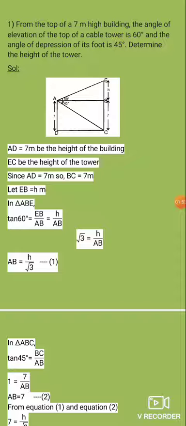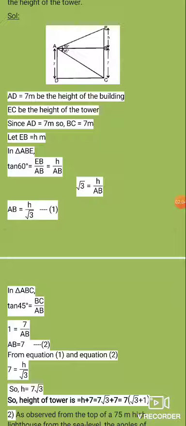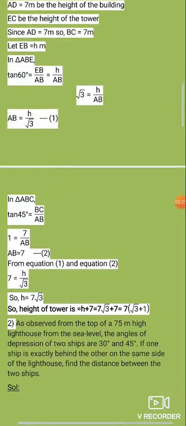Now from equation number 1 and 2, AB is the same, so we can equate the right side. That is, H by root 3 is equal to 7. Now H is equal to 7 root 3. So we need to find EC. EC, the height of the tower, is H plus 7. That is 7 root 3 plus 7. Take 7 as a common factor, remaining root 3 plus 1 inside the bracket. Okay.